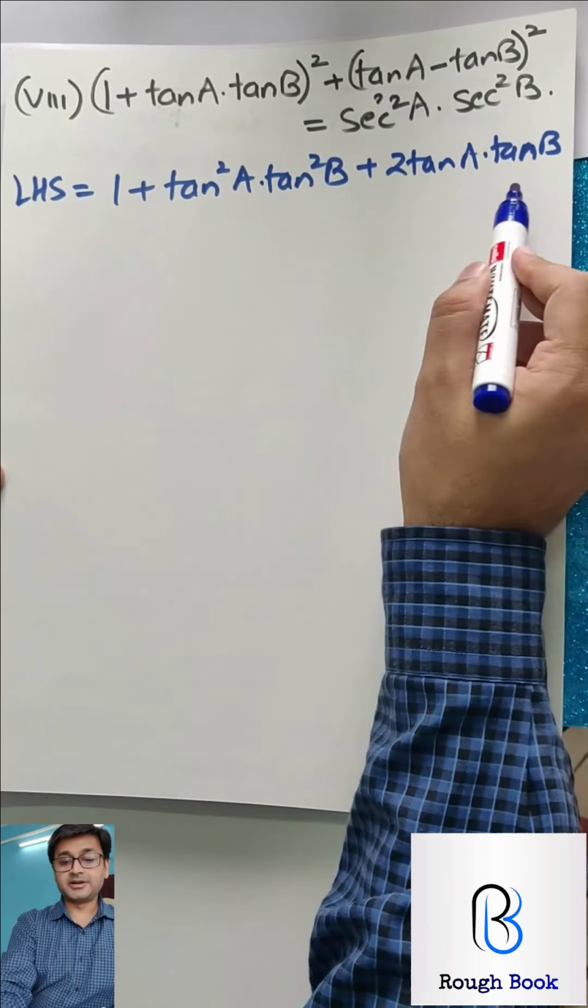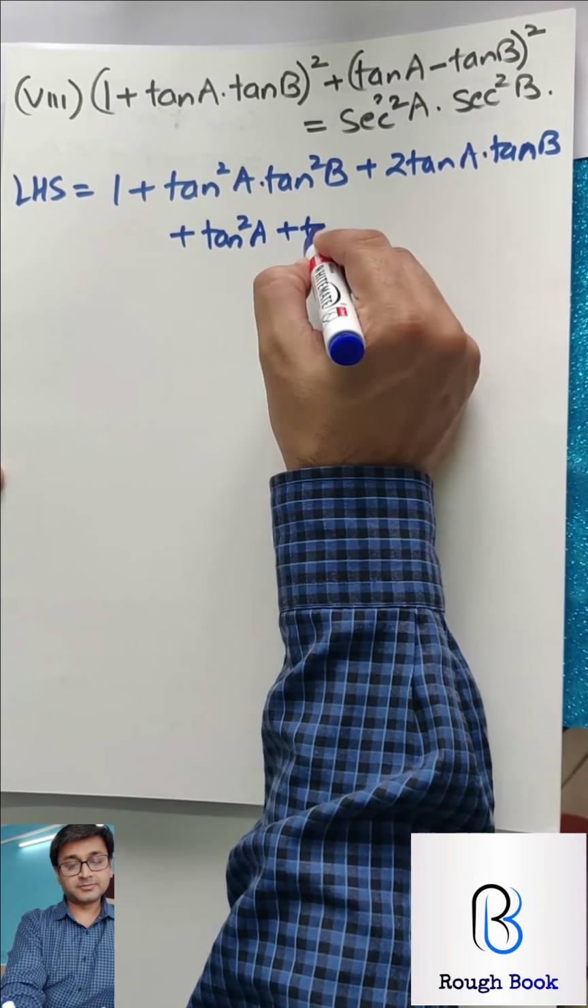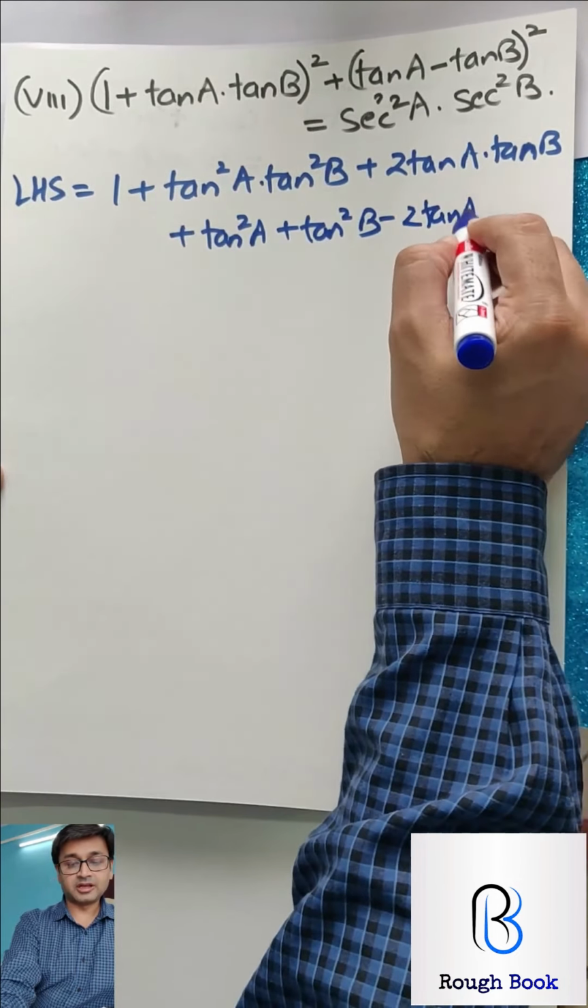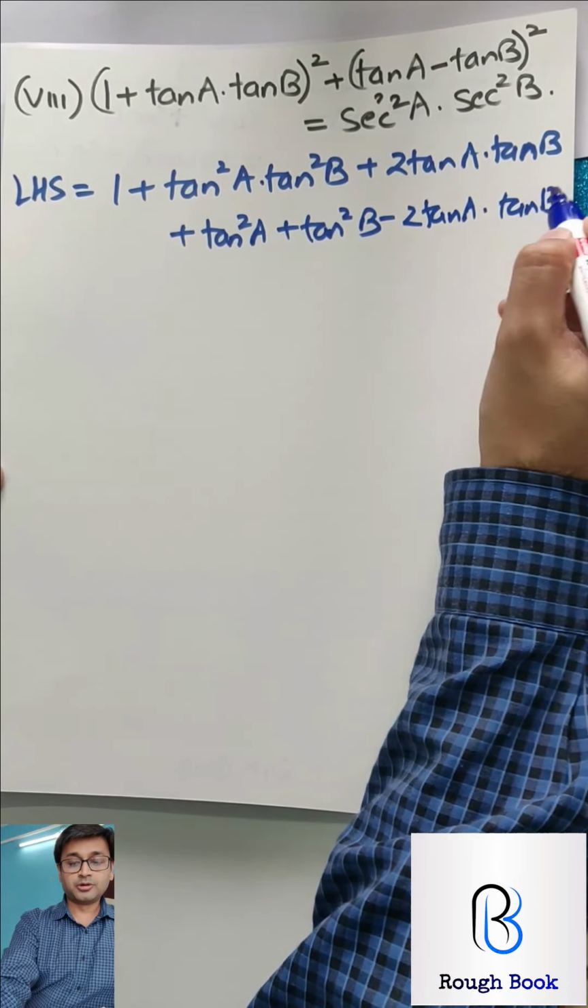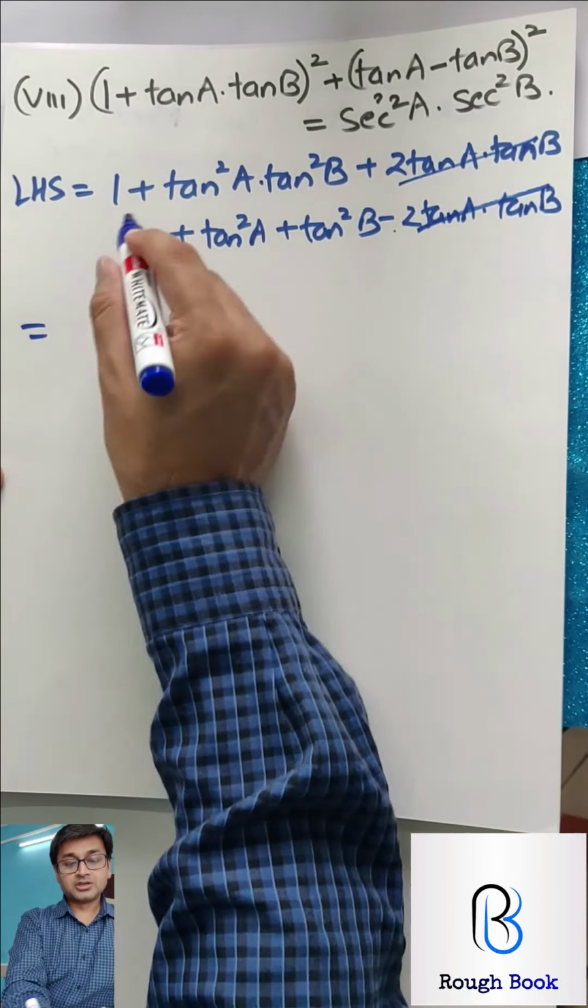So I got this expanded. Likewise this one, a square plus b square. Since this is minus, so minus 2 times ab. What do you notice? This is minus and plus, so gets cancelled straight away. So now this is left.